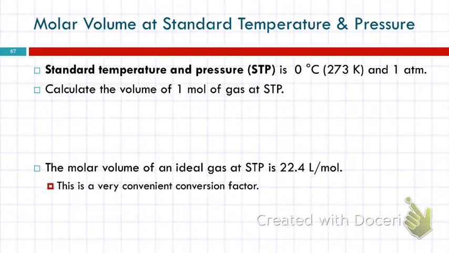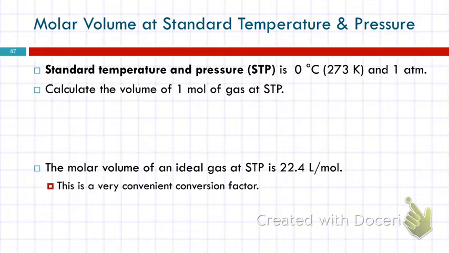So we have something called standard temperature and pressure. It's abbreviated STP. Standard temperature is 0 degrees Celsius or 273 Kelvin. That's the temperature at which water freezes. And the standard pressure is 1 atmosphere. That makes sense. That's just sea level, regular pressure. You need to remember those.